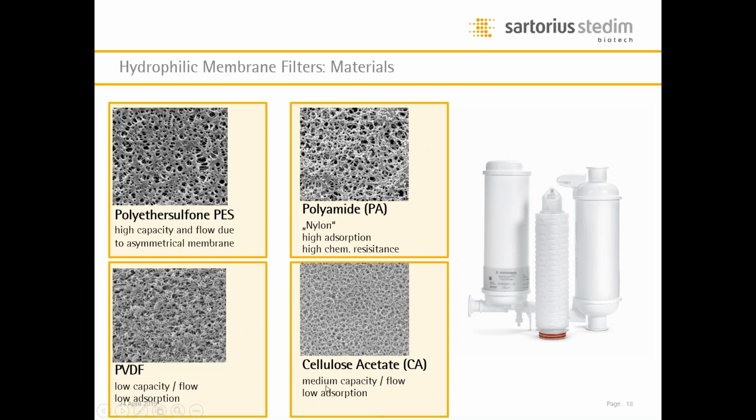It's a different material, medium capacity and flow, but here also the key feature is low adsorption. So feature-wise, PVDF and cellulose acetate are very similar, and polyether sulfone is for all processes that have a clear demand for high capacity, where certain filter blockage may occur.